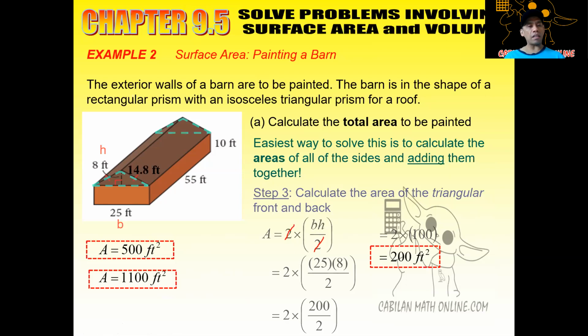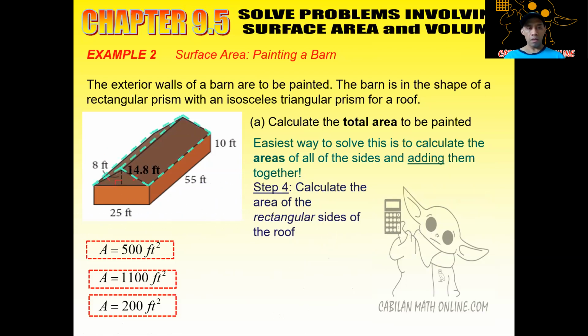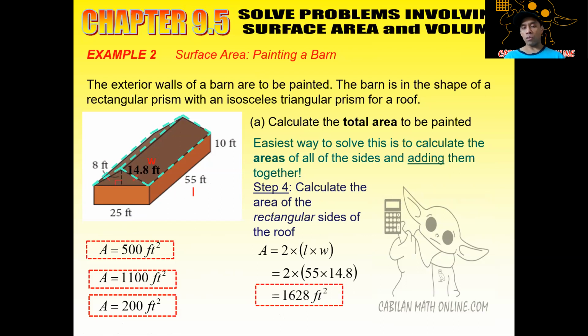Now we need to take a look at the rectangular faces here. As you can see, I've highlighted it accordingly, and we're going to use the formula length times width again. The length here is going to be the 55, and the width here will be the 14.8. When you put those numbers in, we get a total of 1,628. Now that we have the area of each face, we just need to add all those together.